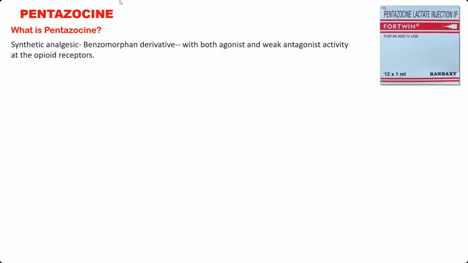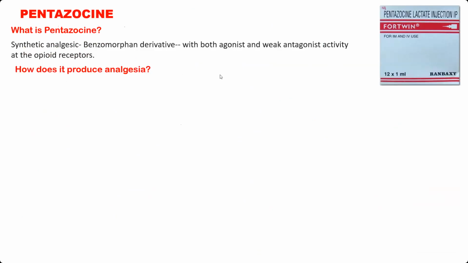It's a synthetic analgesic, a benzomorphone derivative, with both agonist and weak antagonist activity at the opioid receptor. You can just remember it is an agonist antagonist. Any other drug with the same character of agonist antagonist? Buprenorphine. Fantastic, that is also a similar drug. And there are other groups like this; a big number are used in different hospitals.